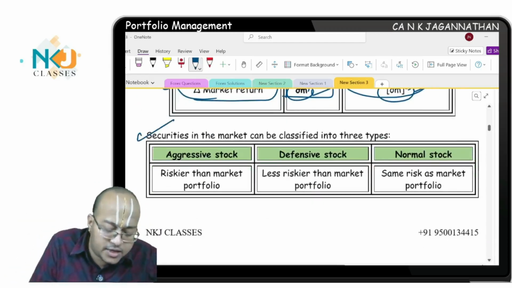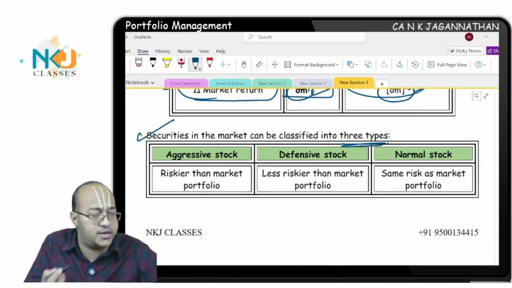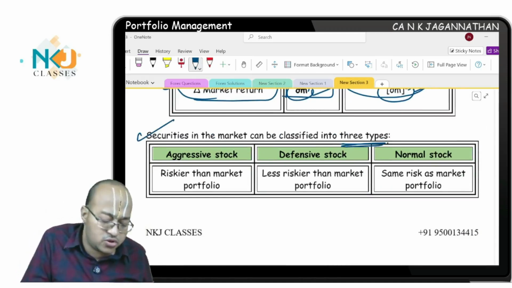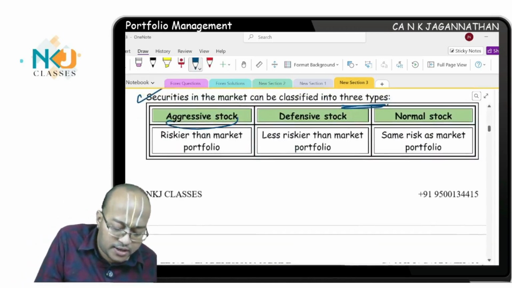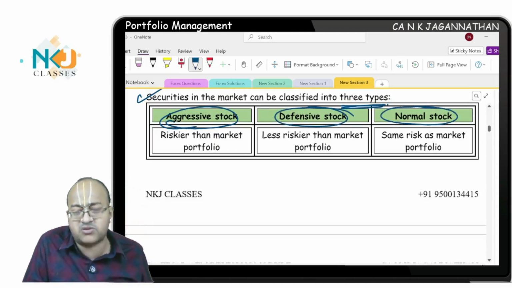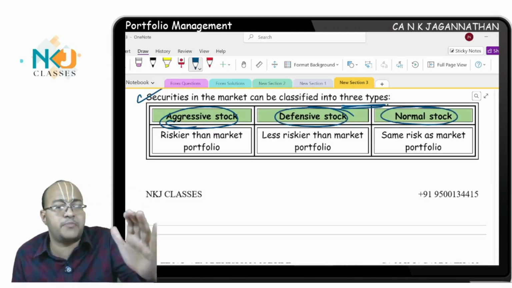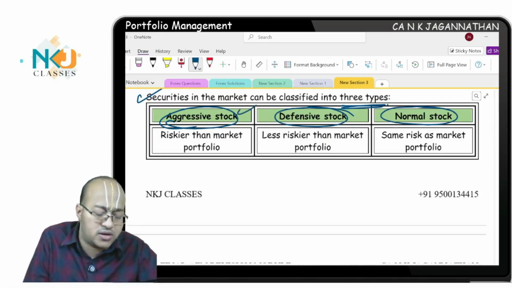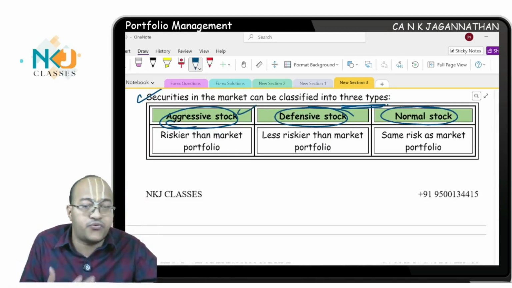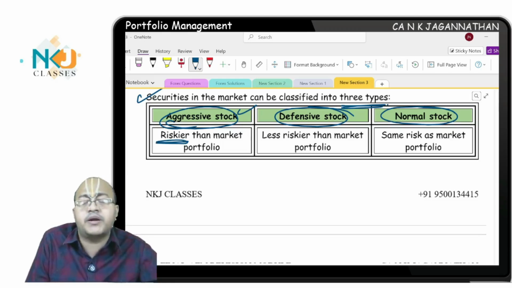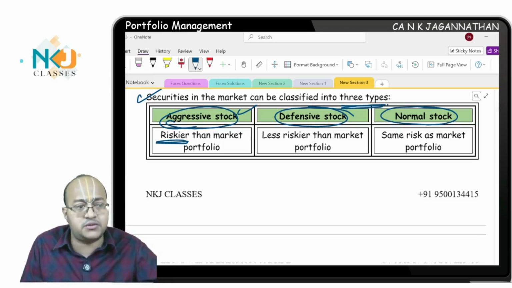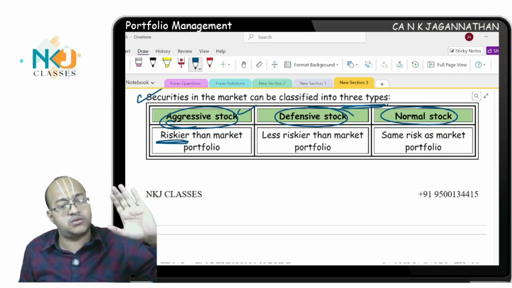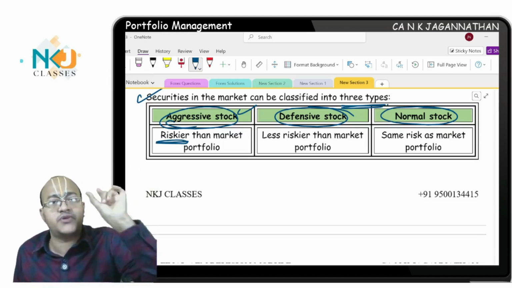Co-movement. Right. Securities in the market can be classified into 3 types. Now, important observation, which you already know: aggressive stock, defensive stock and normal stock. The stock which is trading at fair price I call a normal stock. An aggressive stock is riskier than the market portfolio. Very simple: if your beta is more than 1, which means Nifty changes by 1%, the security will change by 3%. Assume beta is 3. Nifty changes by 1%.